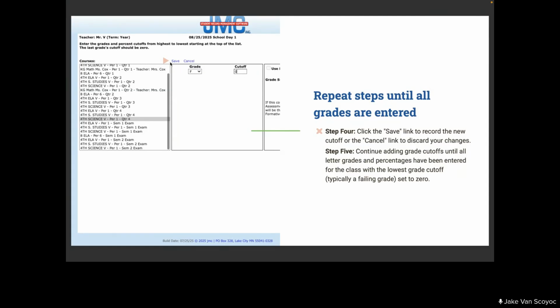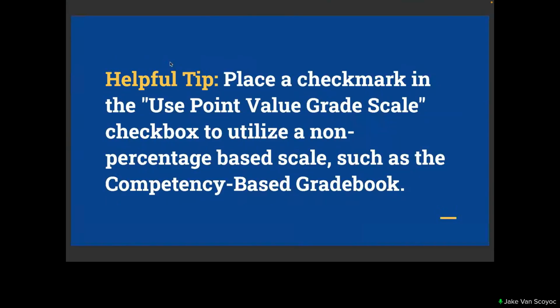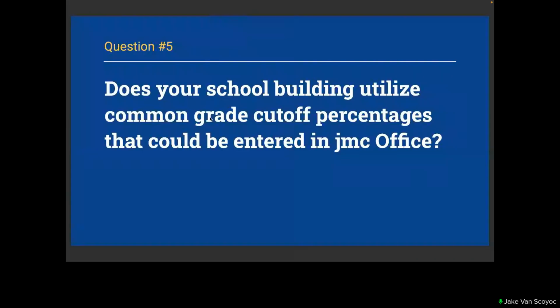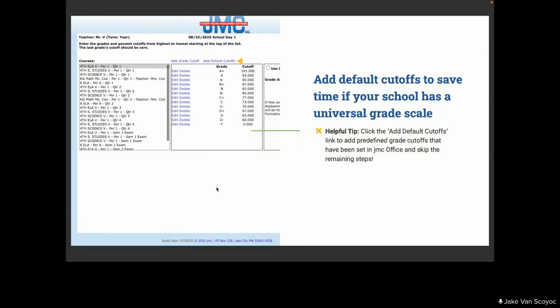Once you've established a cutoff, you click save. It'll add it to your list. We'll get to the point value stuff in just a second, but you click save, it'll add it to your list, and your full list should look something like this. So that's the end goal. You'd have every grade defined along with the lowest value here.